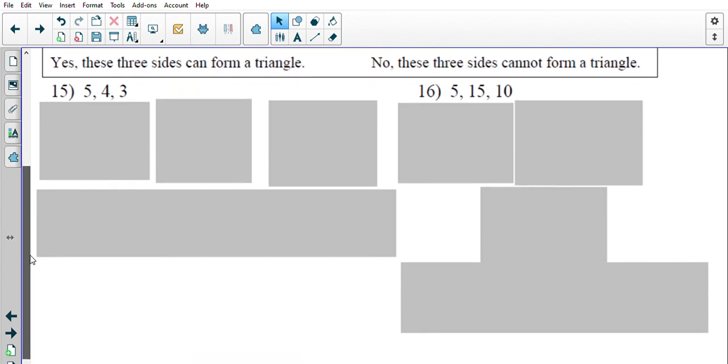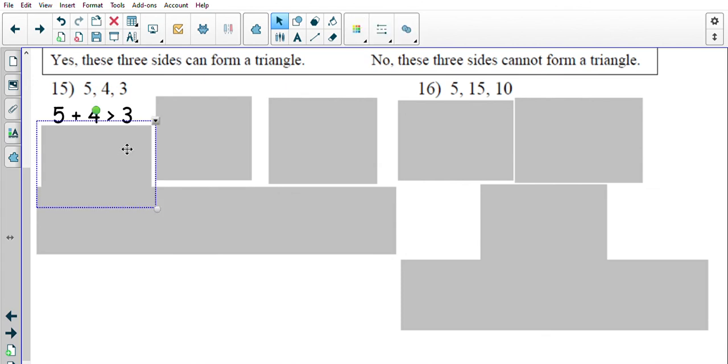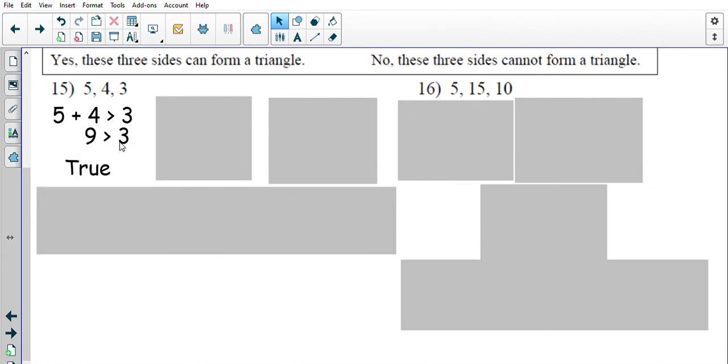So in number 15, our three side lengths are 5, 4, and 3. We need to set up three inequalities and confirm that all three are true to determine whether it forms a triangle. So my first inequality was 5 plus 4 is greater than 3. I chose the first two, made it greater than the third. That's 9 is greater than 3. That is a true statement.